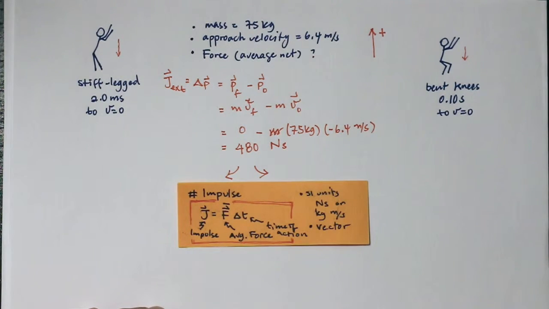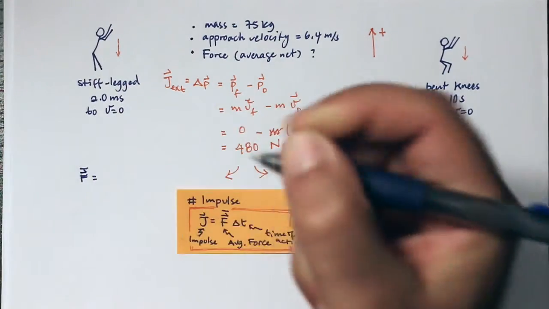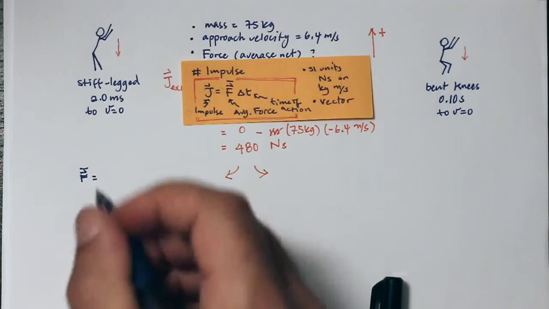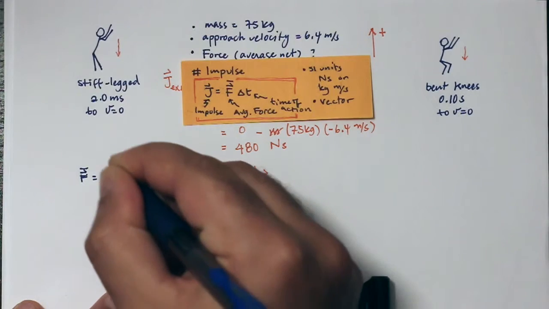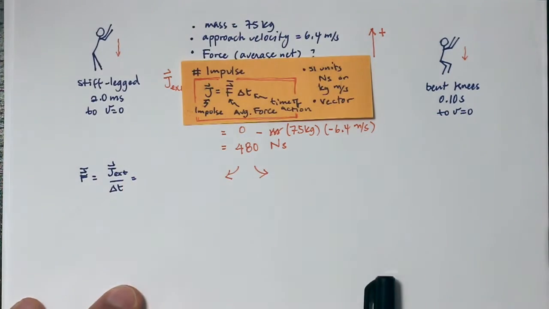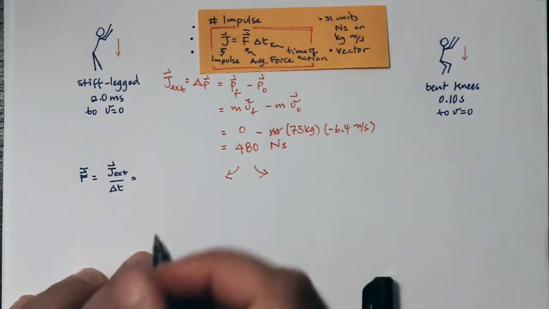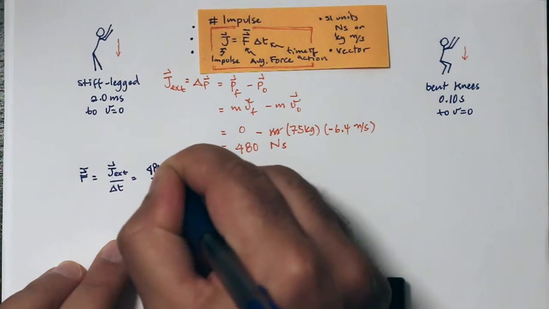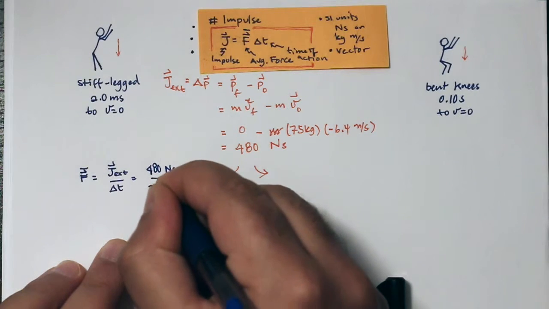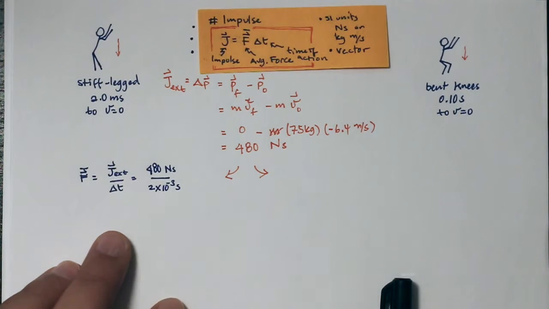force multiplied by the time. So the average force in this case is going to be equal to the impulse divided by the time. And of course, the force is going to be in the same direction as the impulse. So 480 Newton seconds divided by the 2 milliseconds, which in SI units would be 2 times 10 to the minus 3 seconds.